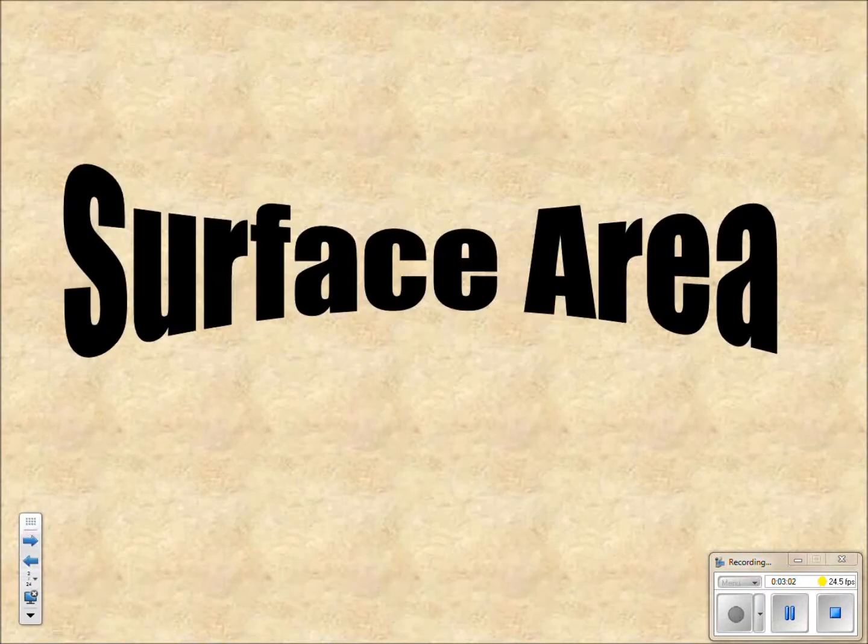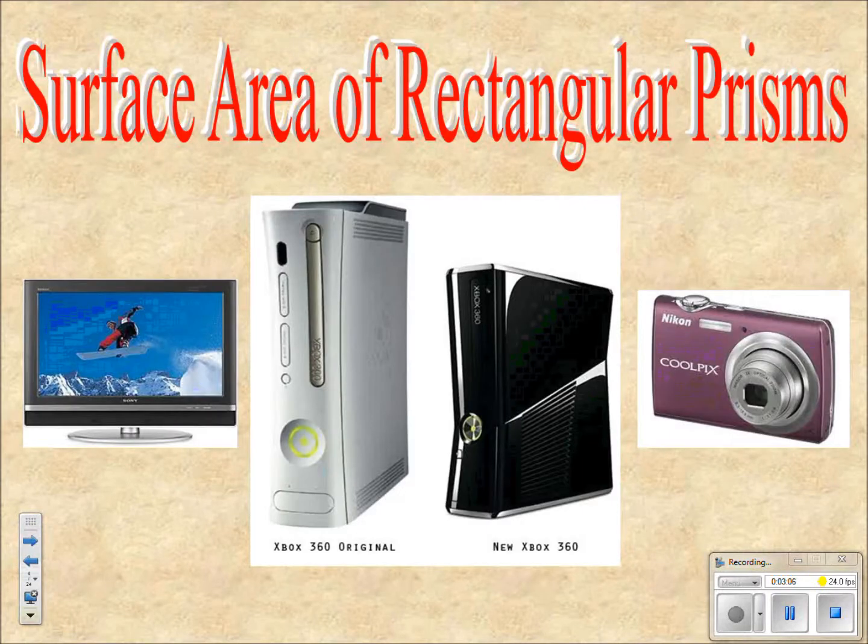Now we're going to start talking about surface area. And surface area is basically, if we look at these examples here, they're three-dimensional figures, sort of boxes, I guess we could call them. But we're going to say the surface area is how much space or how much area is located on the surface of these things. So if we look at the Xbox, how much plastic is needed to create the cover of the Xbox or the camera or even the television? So that's what we're looking for.